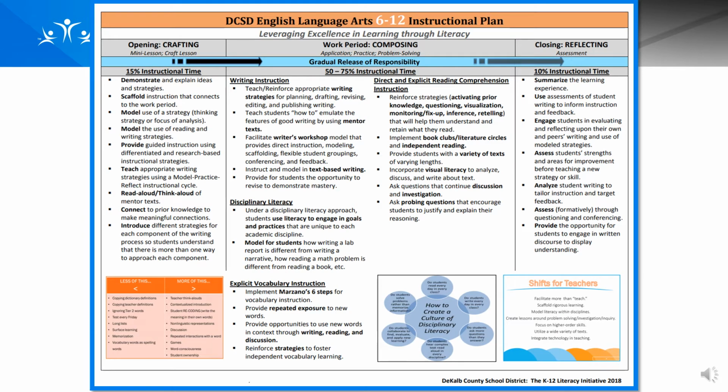Independent reading aligns to the DCSD ELA 612 instructional plan. During the work period, direct and explicit reading comprehension instruction can come in the form of book clubs, literature circles, and independent reading. During independent reading time, students apply grade level standards, the skills, and the strategies to their independent level text.